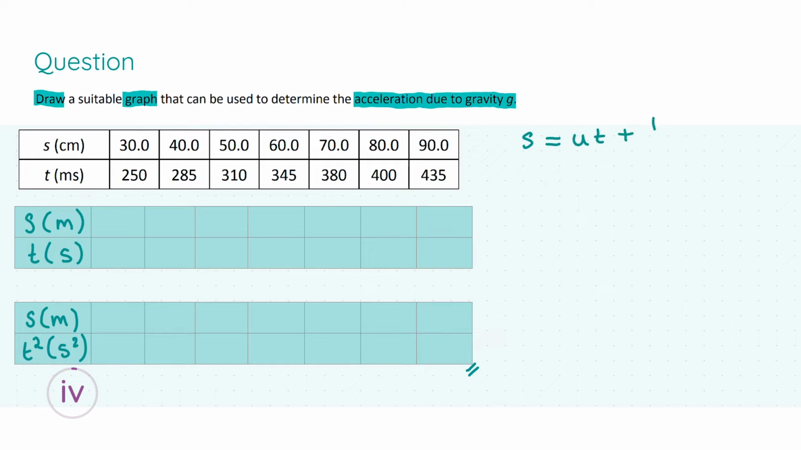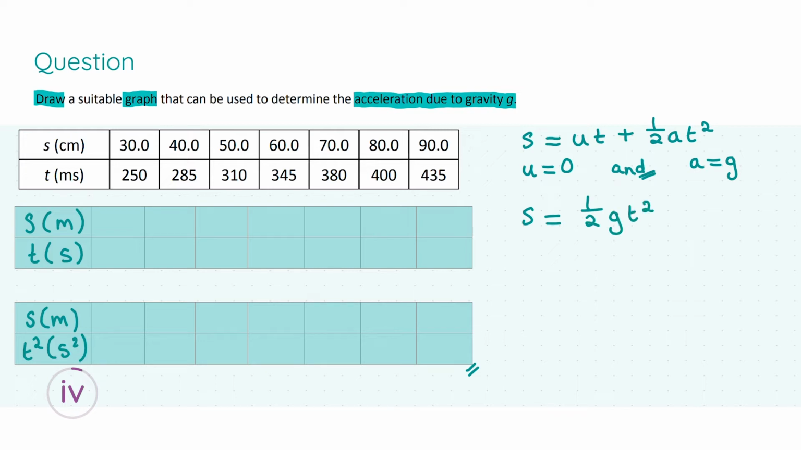s is equal to ut plus a half at squared, which you will recognise from studying mechanics. The reason we use this formula to calculate g is because the ball is undergoing constant acceleration, i.e. it's going at the acceleration due to gravity, so we can use this. Since the initial velocity, u, is equal to 0, and a is equal to g, this formula simplifies down to s is equal to half gt squared.